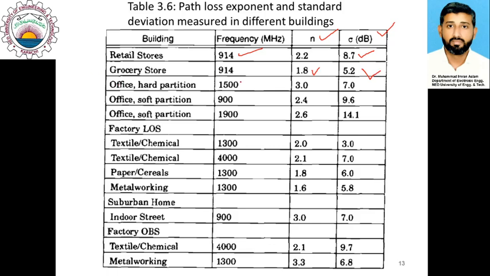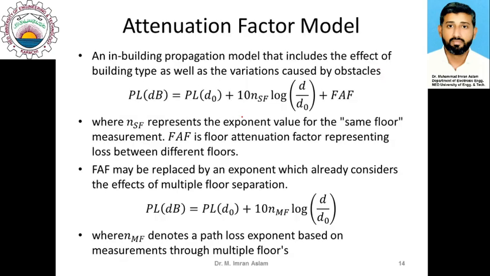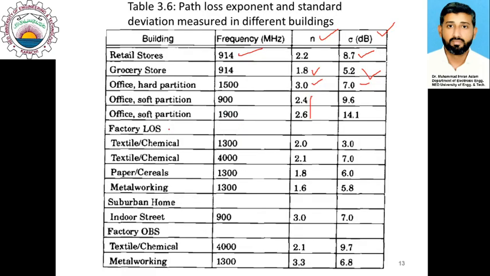When we have a hard partitioned office environment, in that case we have a path loss index of 3 with the standard deviation of 7. But with soft partition, the path loss is relatively lower. As you can see that the path loss index is smaller, which is 2.4 at 900 megahertz and 2.6 at 1900 megahertz. So different types of factories where LOS environment is available.